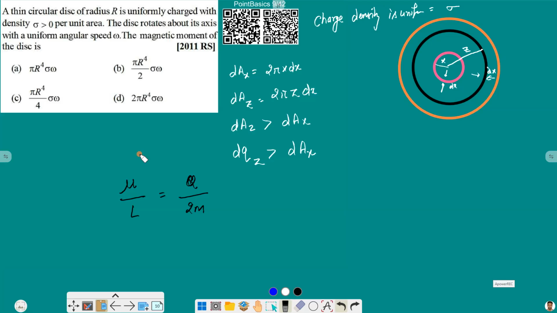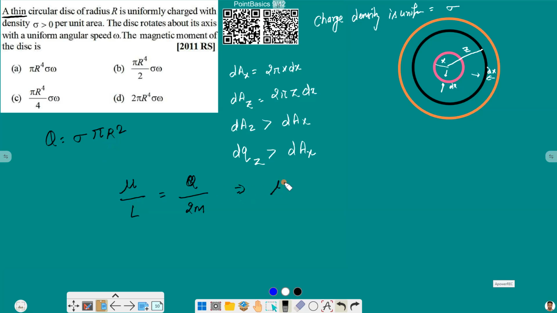Now, the charge on the body will be the surface charge density sigma times the area, that is pi r square. And here it is a thin disk. That's why we are taking the area as pi r square. If it had been a thick disk, then the area would be 2 pi r square. In a thin disk, we assume that the same charge is distributed on the upper and the lower surfaces. That's why we take only one side area, pi r square.